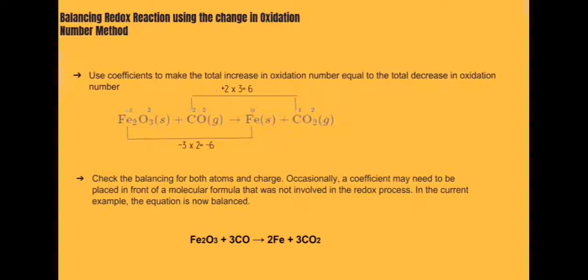The coefficient is also applied to the formulas in the equation. So a 3 is placed in front of the carbon monoxide, or the CO, and in front of the CO2. A 2 is placed in front of the iron, or the Fe, on the right side of the equation. The Fe2O3 does not require a coefficient because the subscript of 2 after the Fe indicates that there are already 2 iron atoms. Last is check the balancing for both atoms and charge.